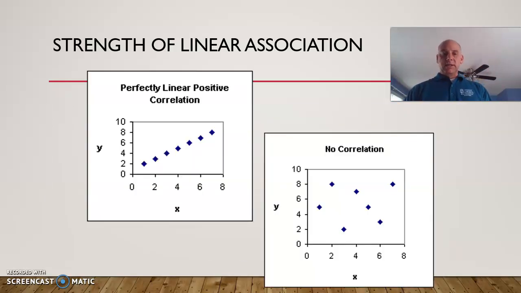So this is kind of what it looks like. Here's a perfectly positive one. As you move a certain number of increments over, you're moving the same number of increments up. Perfectly linear. In this case, there's no correlation. You couldn't draw a line through here that the dots would be close to. So this would be closer to a 0, and this would be closer to a 1.